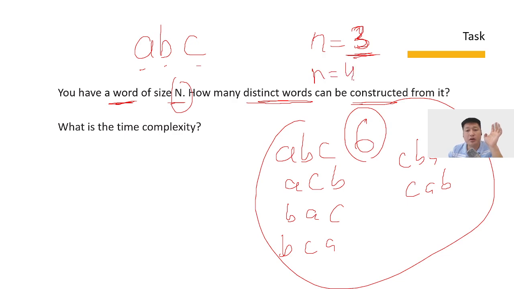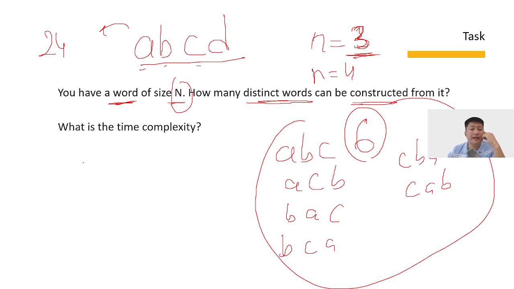If n is 4, if we have something like ABCD, if we have 4 letters, how many distinct words can we construct, guys? We can construct 24 distinct words from this, okay, and so on.